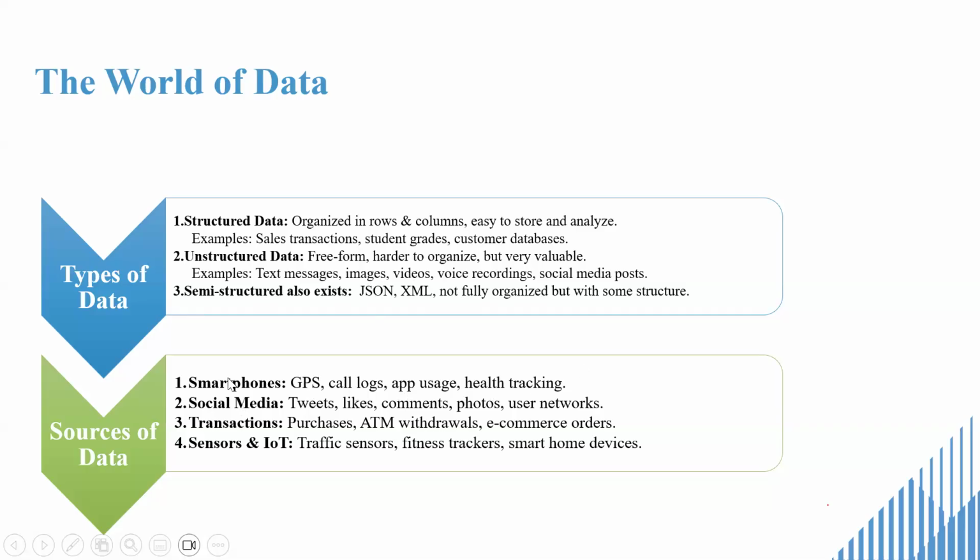All of these are collected from your smartphone, and from social media: tweets, likes, comments, photos, user networks. Then transactions: purchases, ATM withdrawals, and e-commerce orders, like things you order online from Amazon, eBay, or Alibaba. Then sensors and IoT. One of your classmates mentioned IoT: traffic sensors, fitness trackers, smart home devices. IR sensors and the Internet of Things are all used to collect data.